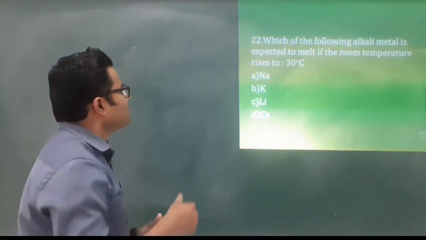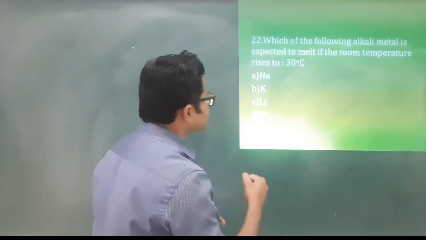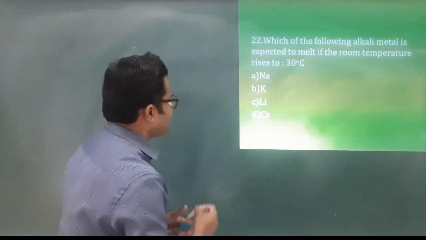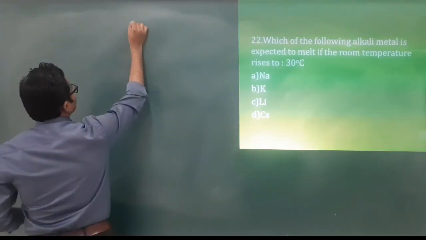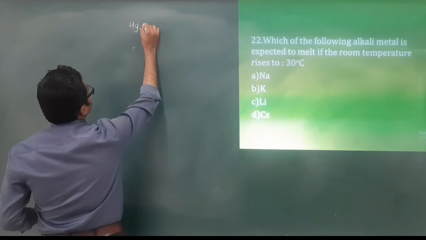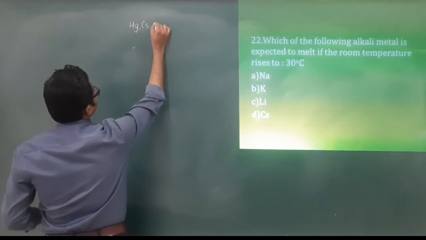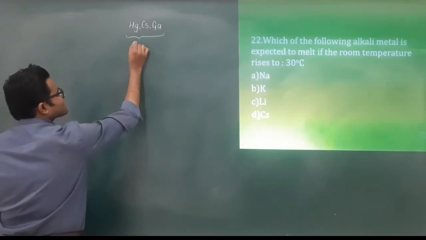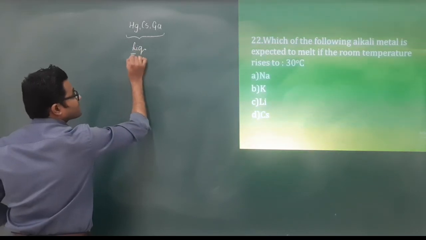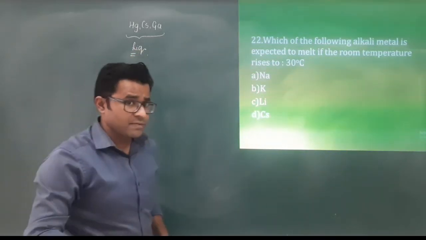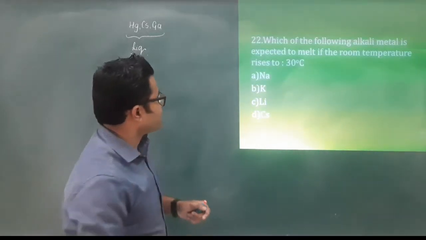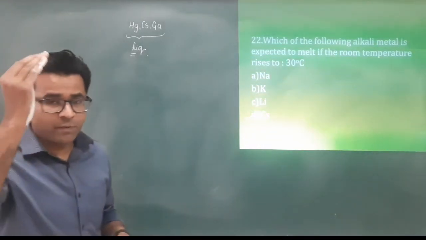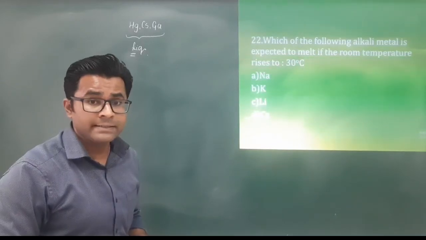Question number 22. Which of the following alkali metals is expected to melt if the room temperature rises to 30 degrees Celsius? Now, there are certain metals such as mercury, we have cesium, and we have gallium. These types of metals usually exist in the liquid state if the temperature rises more than 30 degrees Celsius. So therefore, the answer is cesium. Cesium exists in liquid state if the temperature is greater than 30.